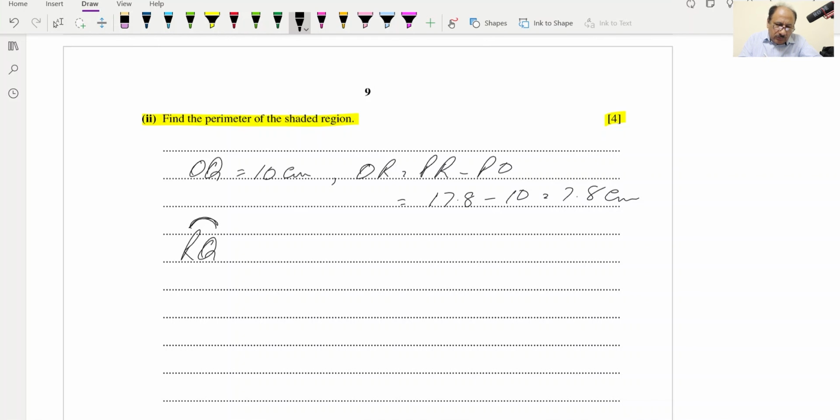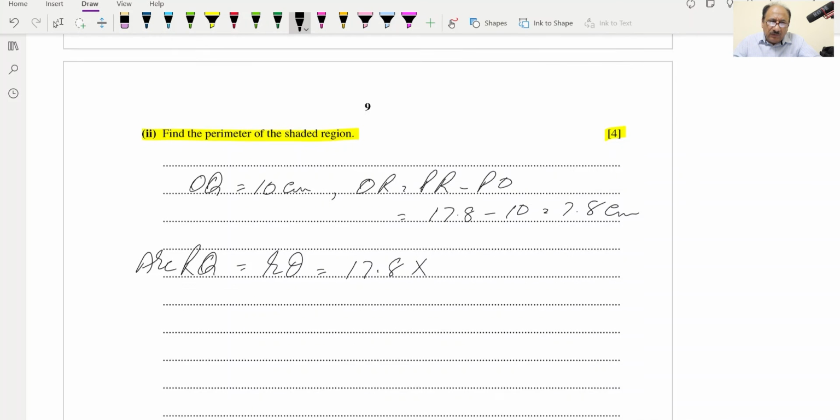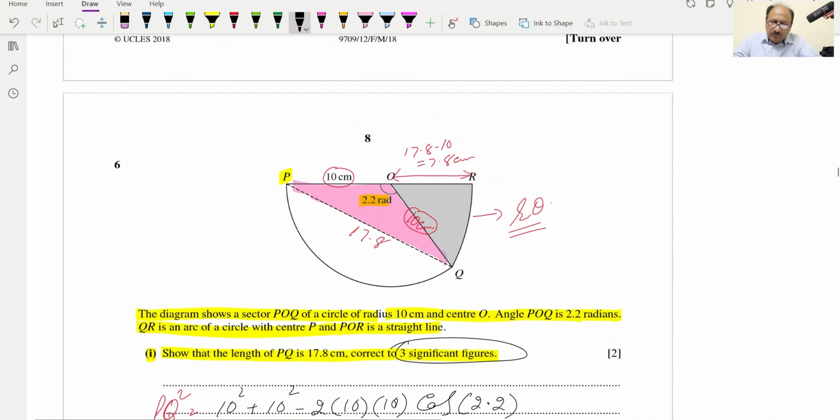RQ, you can write this, or you can write like this. RQ will be equal to R theta by the formula, and the R value is 17.8, multiplied by theta. The theta value we can find.